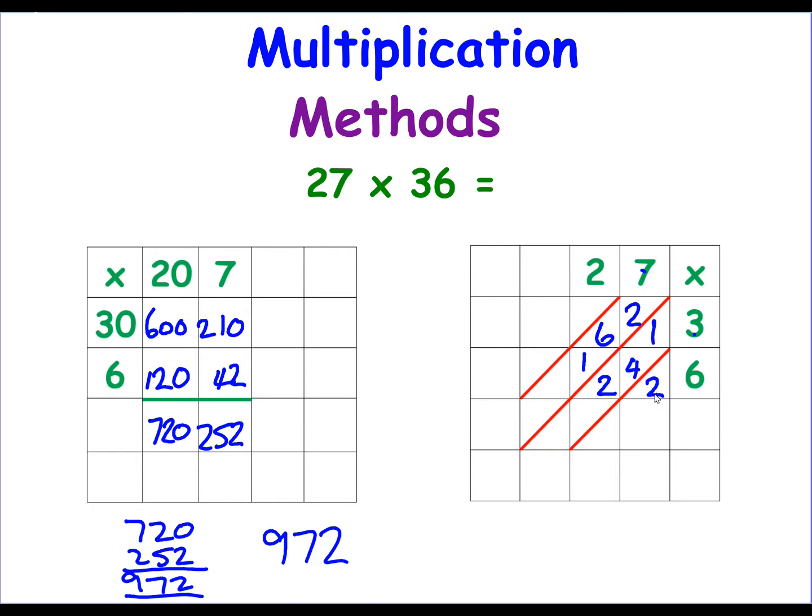Now all we need to do is add them along these particular rows, these diagonals. So all I have here is a 2. I have a 4, a 2 and a 1, so that gives me a 7, and then a 6, a 2 and a 1 gives me 9. So my answer is 972.